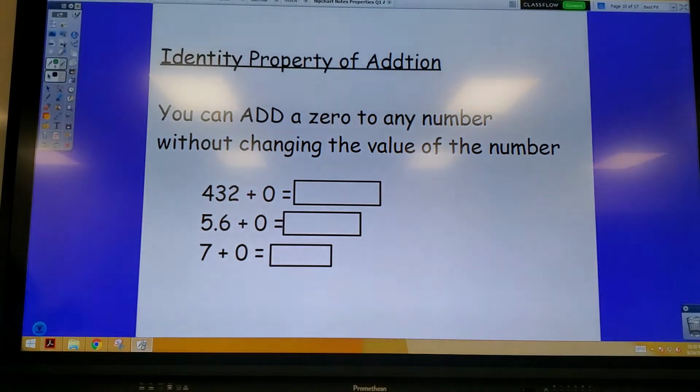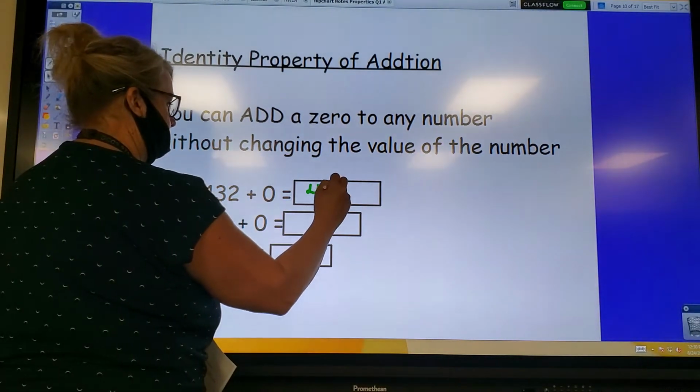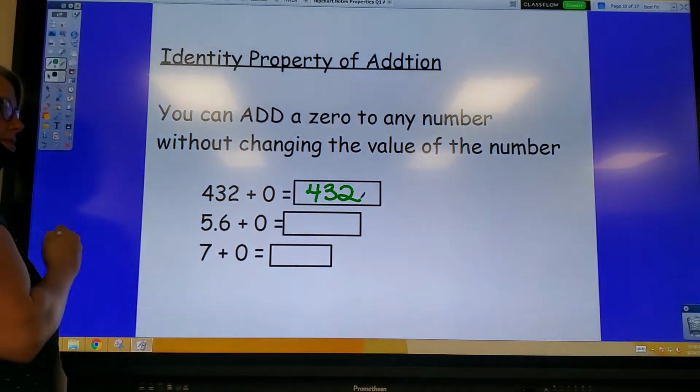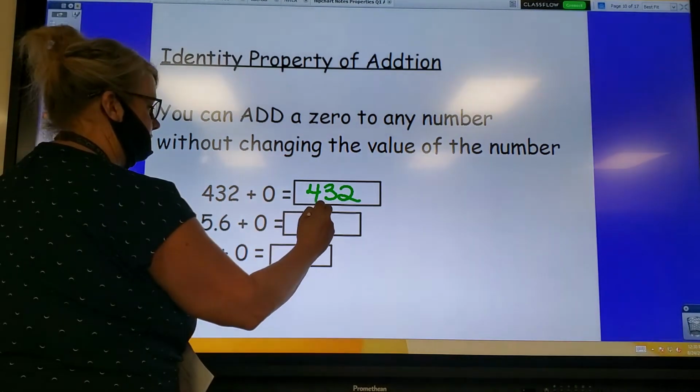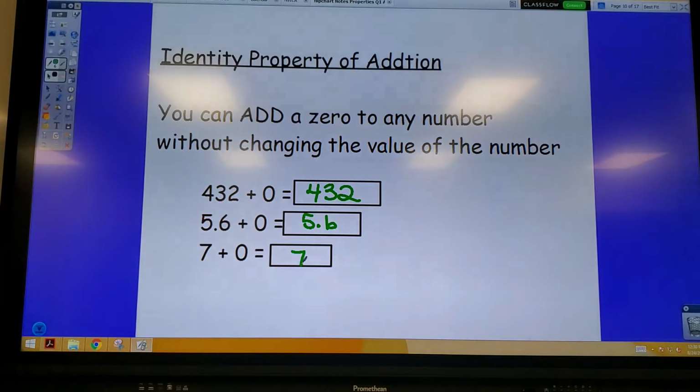So I have 3 examples. 432 plus 0 is 432. 5.6 plus 0 is 5.6. 7 plus 0 is 7. So even negative numbers and fractions, it would work the same way. If you add 0, the number stays the same.